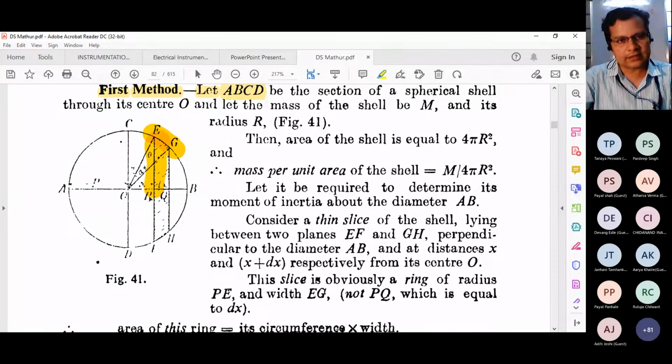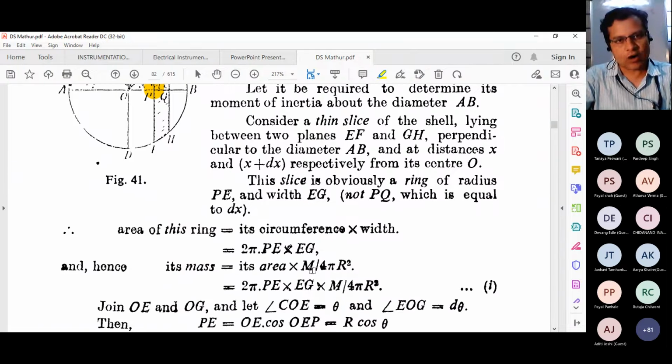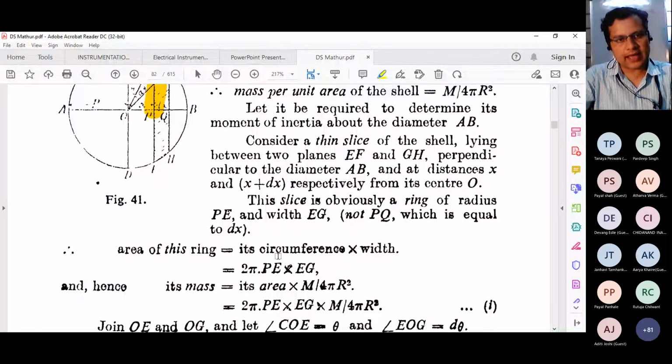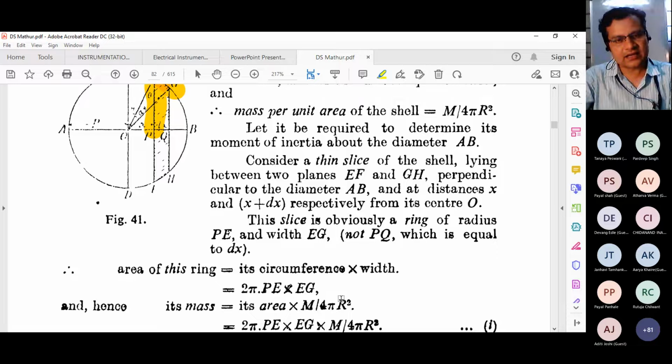PE is the radius of that slice, which is at the distance x plus dx over there, because x is the distance of the point and dx is the thickness. So x plus dx will be the total distance of this slice from the center O. Now we need to find out, this is a small ring of radius PE, and it has a width EG over there. EG is the width. It is not the PQ. Remember that. This is the arc on your small spherical shell. So EG is the arc length.